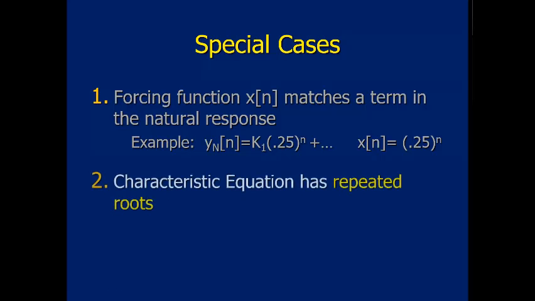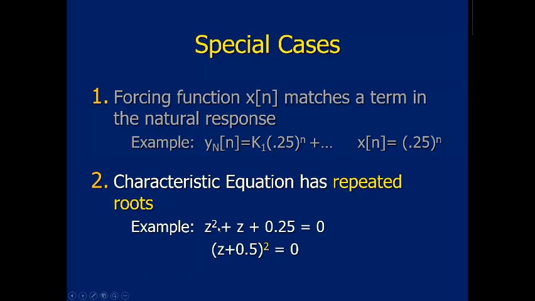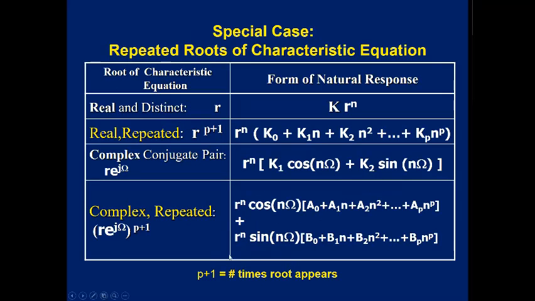The second is what happens when the characteristic equation has repeated roots. Like if this was our characteristic equation, z squared plus z plus 1/4 equals 0, that happens to be a perfect square. So there would be 2 roots of this characteristic equation, and they both would be the same. So we would call these repeated roots. Well, that's going to change the nature of our assumption about the natural response shape of the system, right?